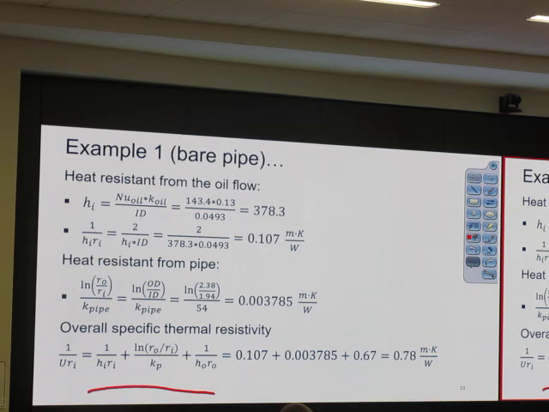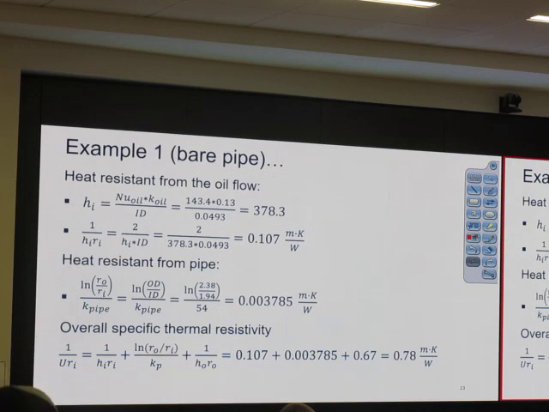The first term is 0.1. The second term is 0.003, the third term is 0.67, okay? If we insulate the pipe, we may have some term that is equal to 5, okay? So we may be able to neglect everything except the insulation layer, okay? To do the approximation on the maximum heat loss.